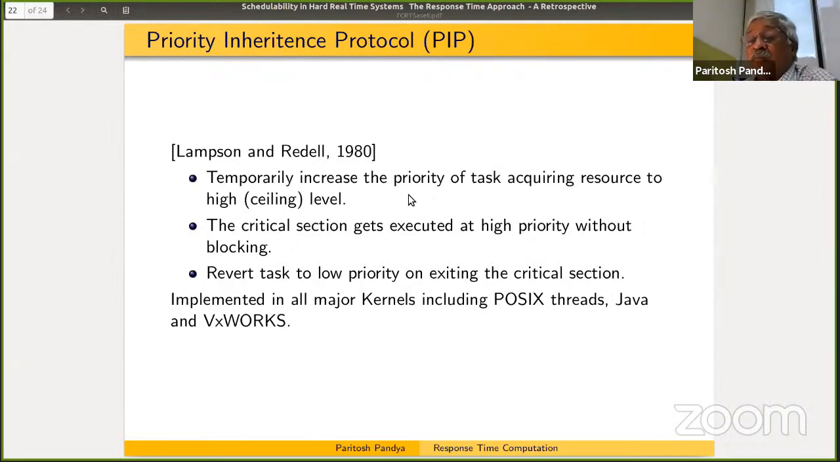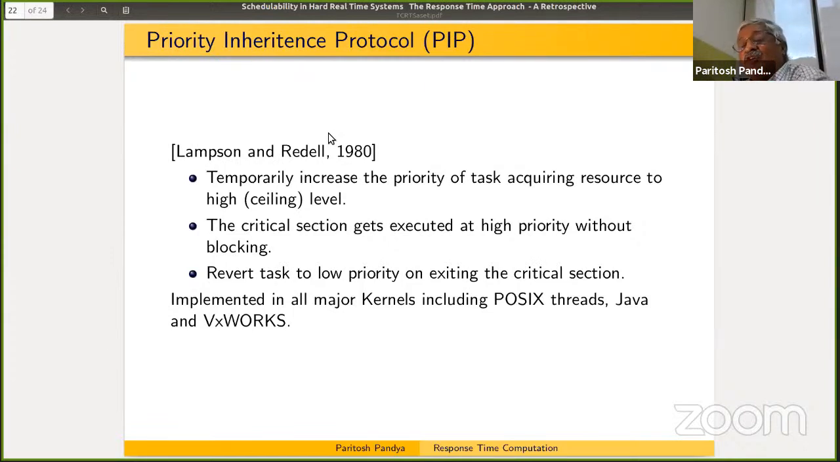So it cannot be interrupted while it is in the critical section, right? So the critical section gets executed at ceiling priority without any blocking. And this will avoid this kind of thing. And as soon as the low priority task, which was jacked up to the ceiling priority, finishes the use of the shared resource, that is, it exits the critical section, lower its priority back to its original priority. And this fixes the priority inversion problem. It can never arise. It's a very elegant general solution.